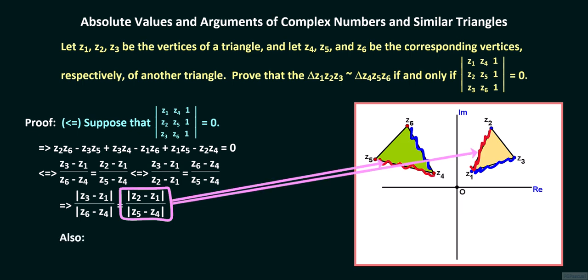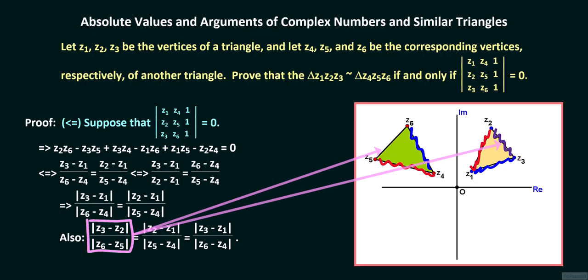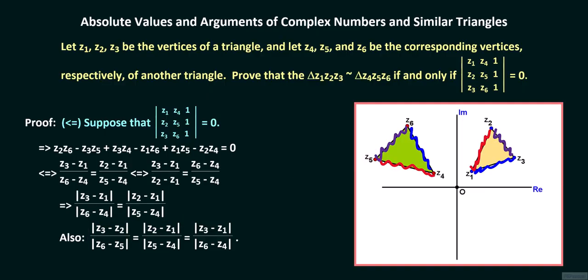The viewer can check that we also get these equations from the determinant equation. And with the absolute values, this fraction is the ratio between this pair of corresponding sides of the two triangles. Therefore, all corresponding three pairs of sides of the two triangles are proportional, so that the two triangles are similar. This completes the proof of the second half of the if and only if statement and the exercise.